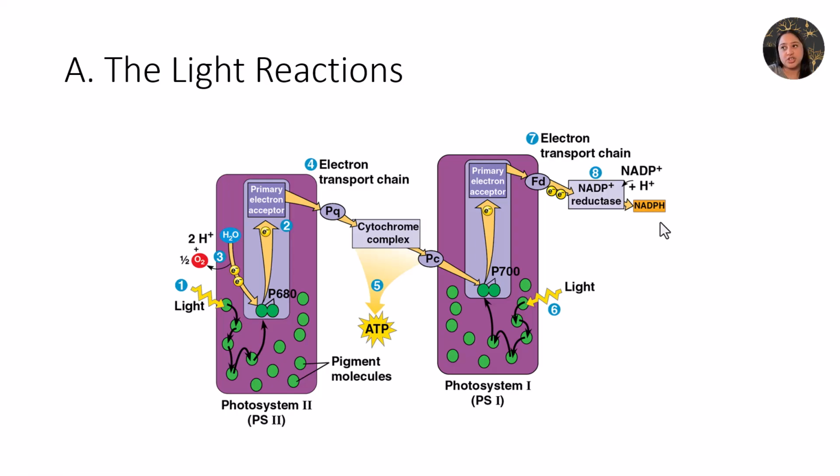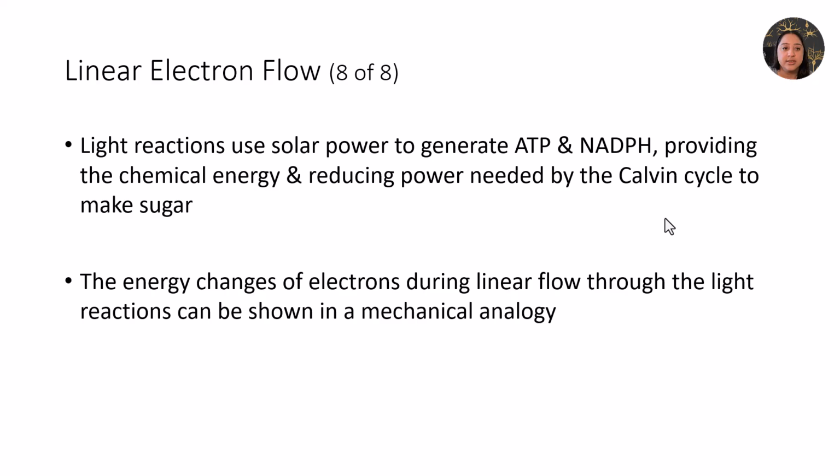So in that big picture overview of the light reactions, this is how that happens. How ATP is getting made and then how NADPH is getting made. And they're both going to go into the next part, which is the Calvin cycle. So that was the linear electron flow. And so light reactions use solar power to generate ATP and NADPH. And those molecules provide the chemical energy and reducing power needed by the Calvin cycle to then make sugar.